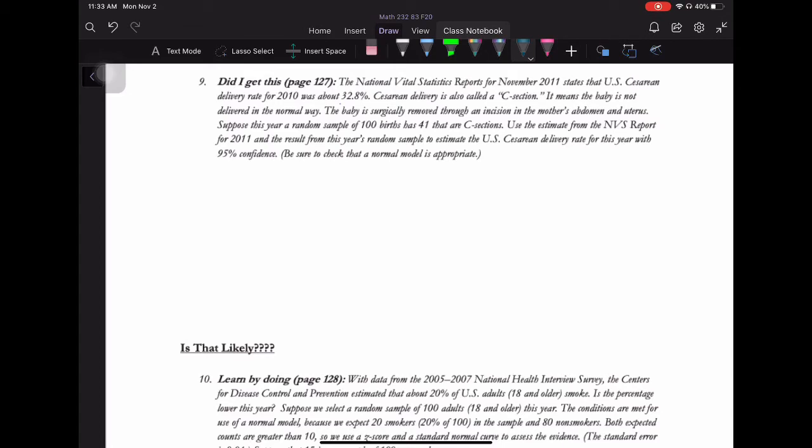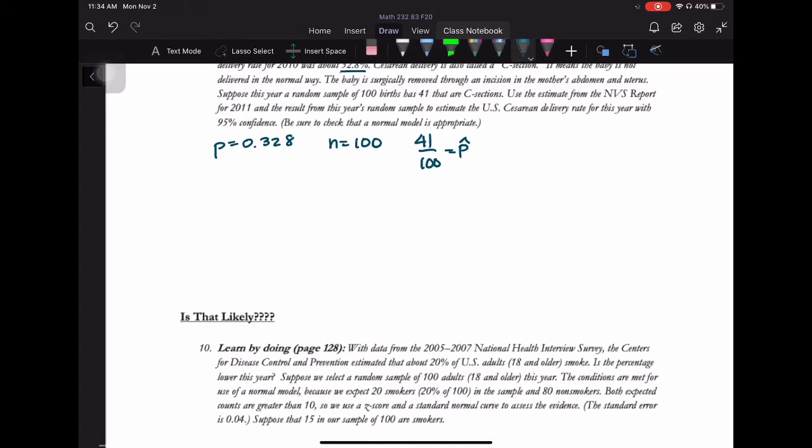Now, cesarean sections in 2010 had a proportion of 32.8%. So the population average was 0.328. Now, we took a sample of size 100 and determined that 41 out of 100, which is our p hat or our sample proportion, had C-sections. We want to create a 95% confidence interval, and always we want to check the normal model.